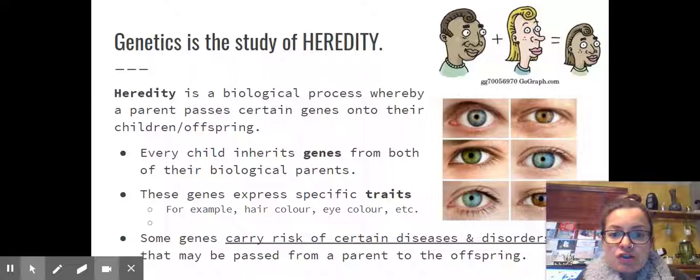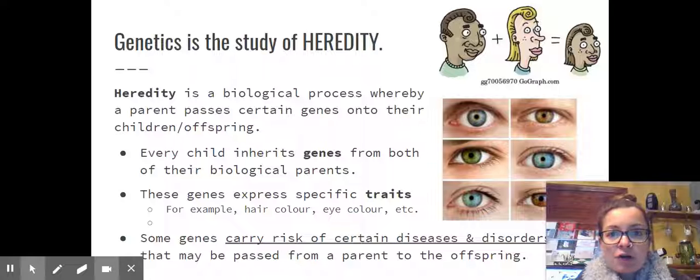Every child inherits genes from both of their biological parents. These genes express specific traits like hair color or eye color or height, stuff like that. Some genes also carry risk of certain diseases and disorders that may be passed from a parent to the offspring.